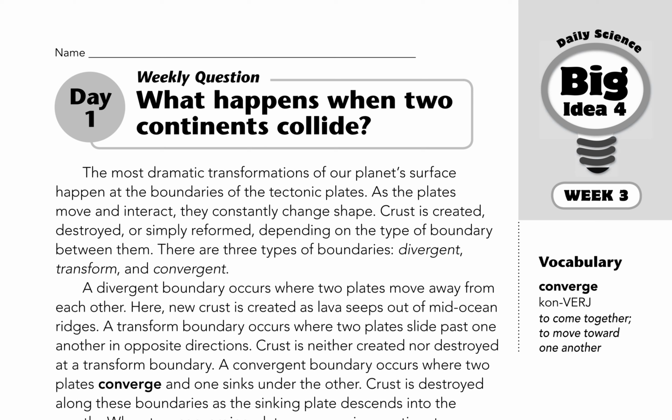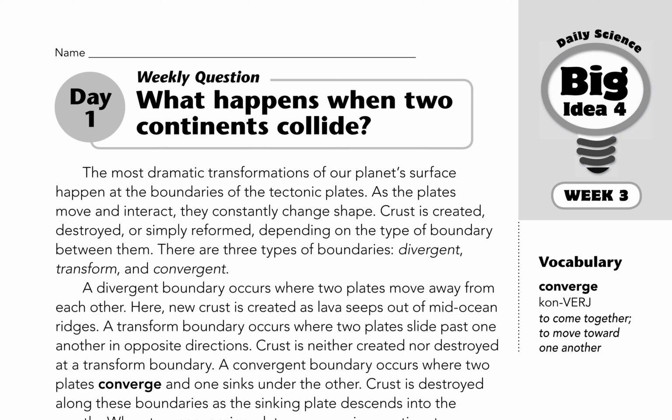A divergent boundary occurs where two plates move away from each other. Here, new crust is created as lava seeps out of mid-ocean ridges. A transform boundary occurs where two plates slide past one another in opposite directions. Crust is neither created nor destroyed at a transform boundary.